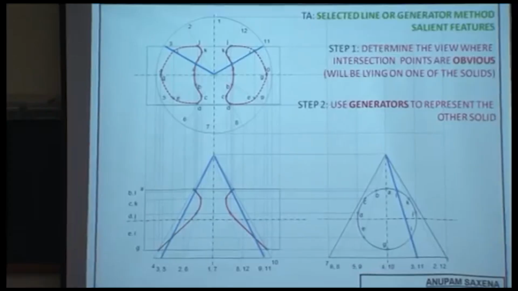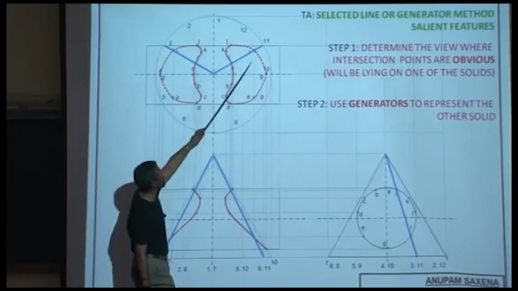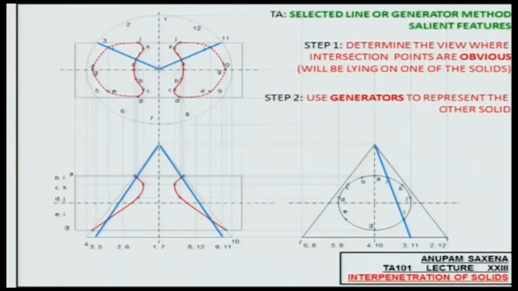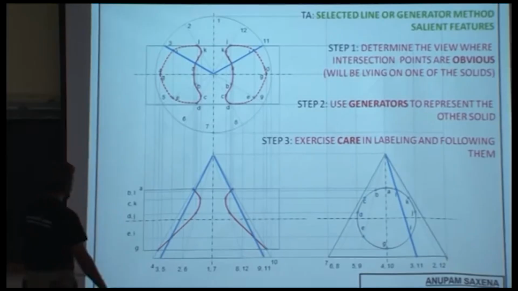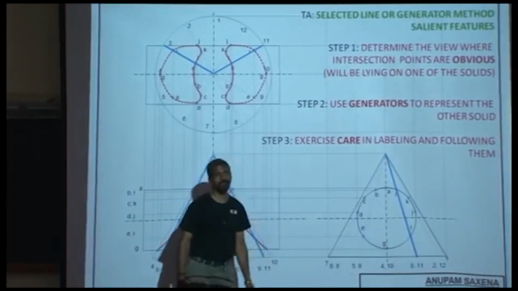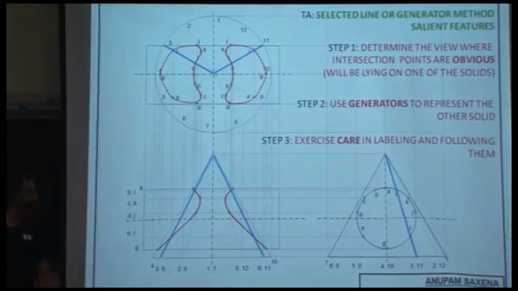And in the top view, of course, if you project this over here, this would be line 11, and this one here would be line number 3. Step 3, and this is something which is important. You have to exercise care in labeling and following them. If you don't label these lines and these intersection points properly, it will be difficult for you to connect the dots later on.